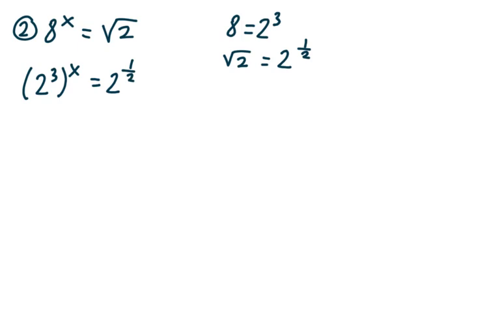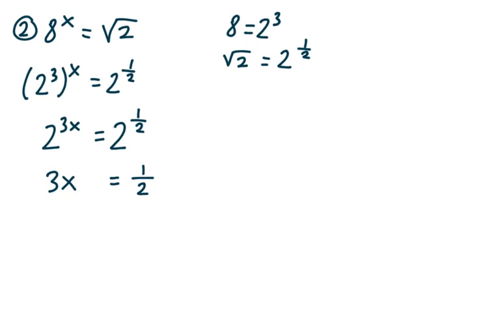But when you have a power raised to a power, you multiply the exponents. So 2 to the 3x is equal to 2 raised to the 1/2. So I'm going to rewrite that right-hand side here. Now, if 2 to the 3x equals 2 to the 1/2, 3x has no choice but to equal 1/2, like so.